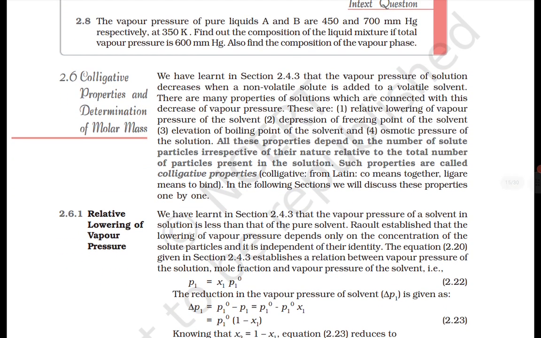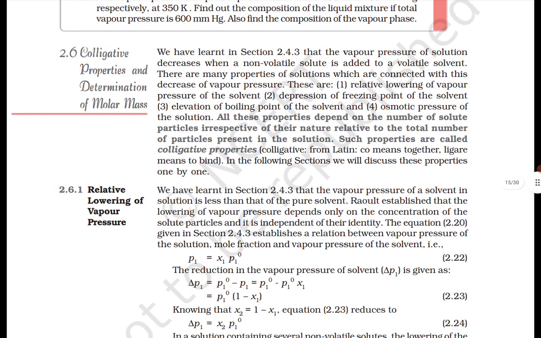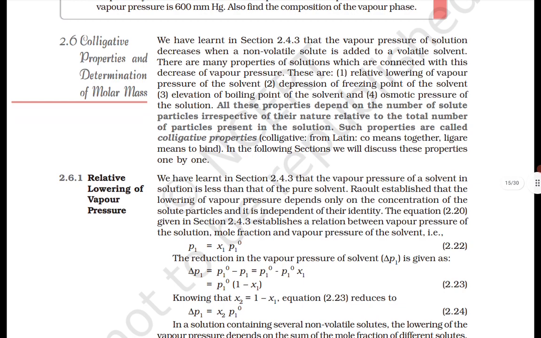2.6 Colligative properties and the determination of molar mass. We have learnt in section 2.4.3 that the vapor pressure of the solution decreases when a non-volatile solute is added to a volatile solvent. There are many properties of solutions which are connected with this pressure of the solvent. These are: 1. Relative lowering of the vapor pressure of the solvent, 2. Depression of the freezing point of the solvent, 3. Elevation of the boiling point of the solvent, and 4. Osmotic pressure of the solution.